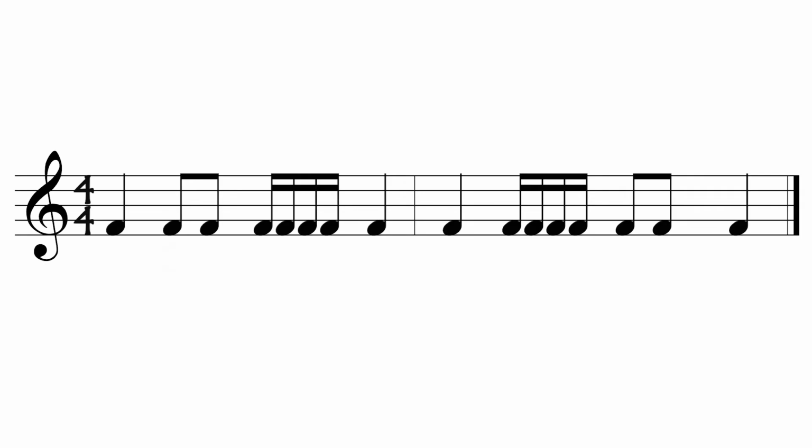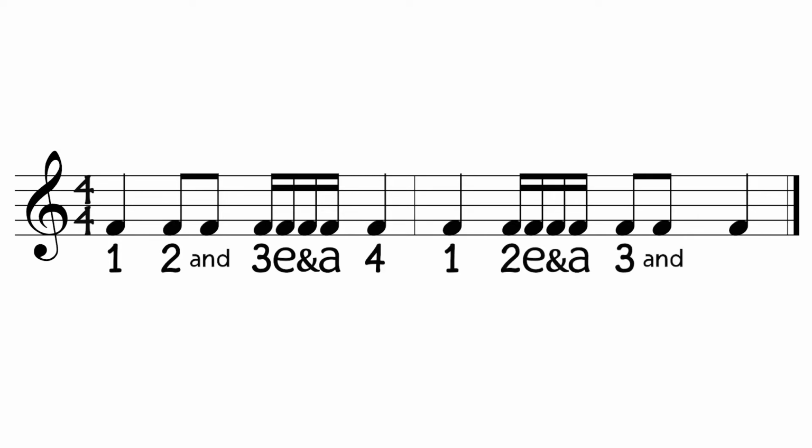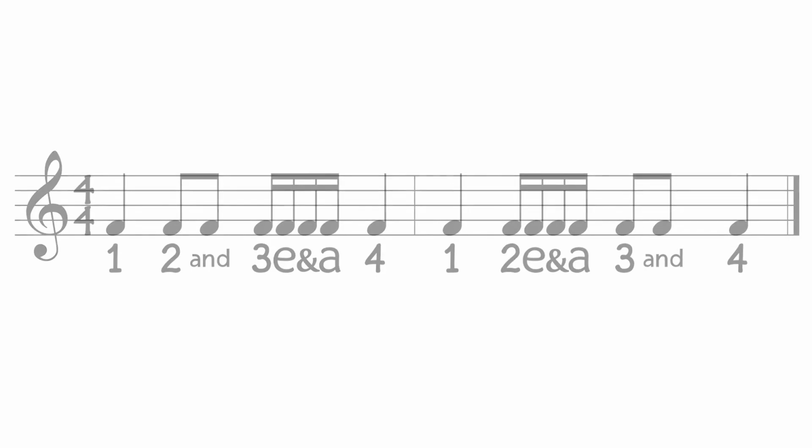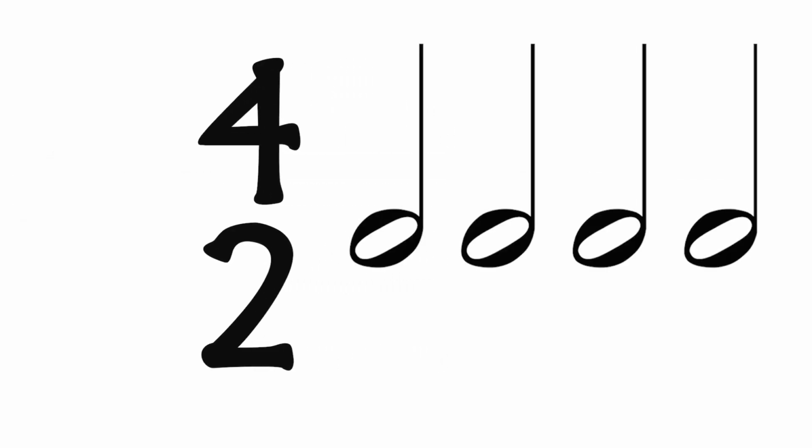So this is how you would count this set of rhythms. 1, 2, and 3 e and a 4, 1, 2 e and a 3 and 4. So if we use this time signature, we will have 4 half notes in one measure.